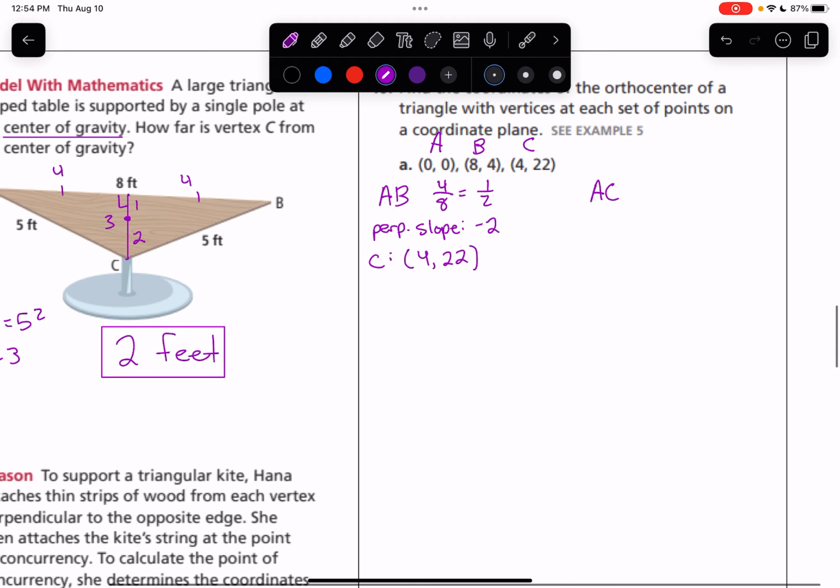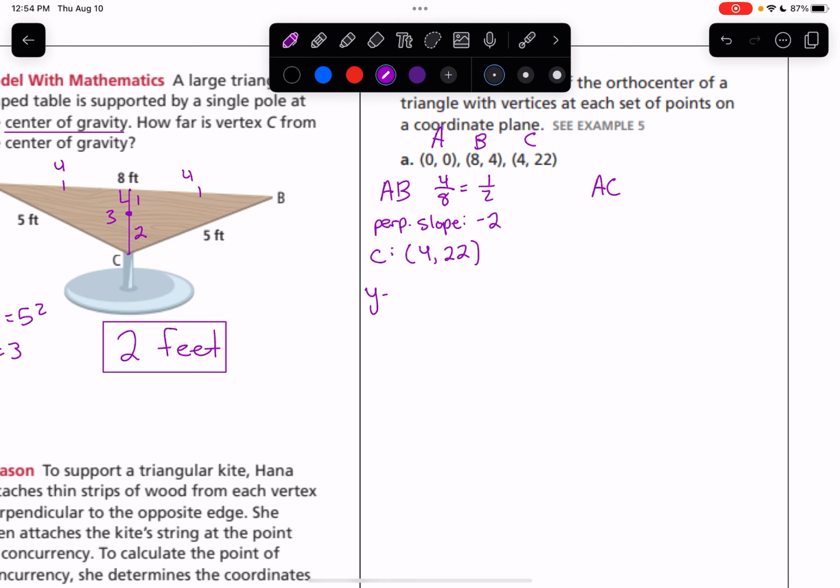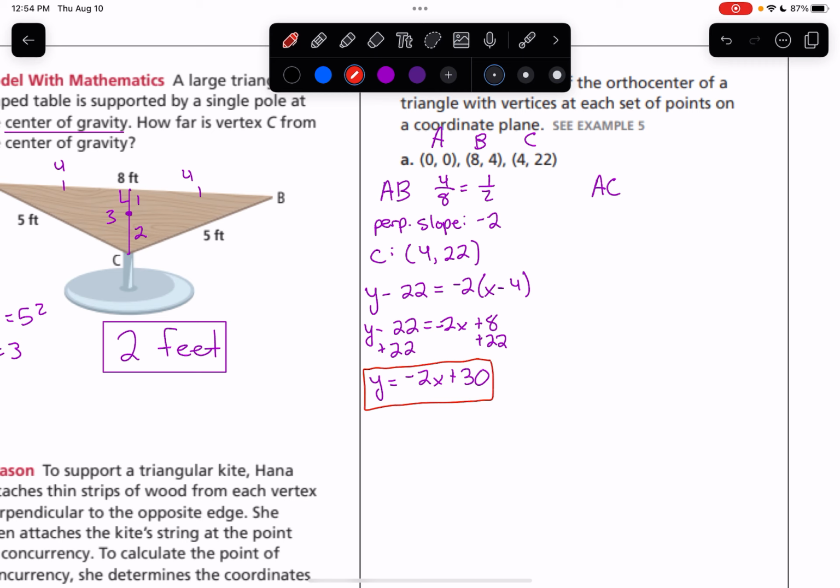So I'll go ahead and put this in point slope form. Y minus y1, 22, equals my slope of -2 times x minus x1, which is 4. So that's going to be y minus 22 equals -2x plus 8. So add 22 to each side, and I get y equals negative 2x plus 30. So that's my first equation, the equation of the altitude to AB.